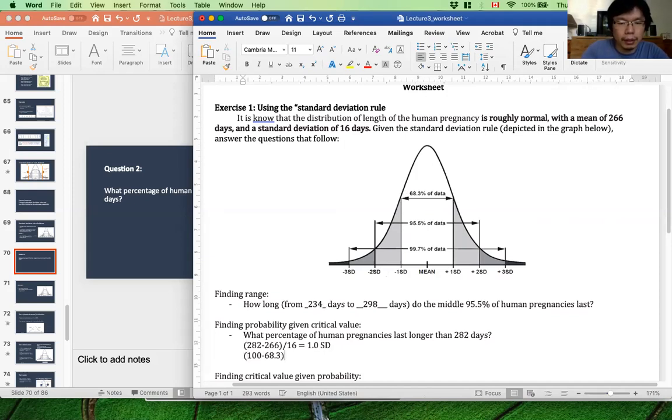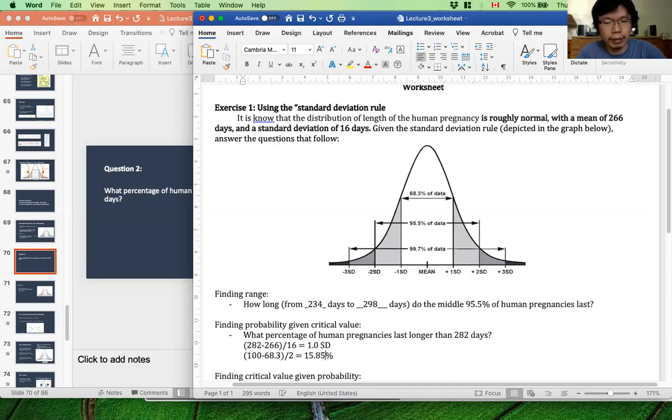68.3. And then we notice that this is symmetrical and each side takes about that much percentage. So in order to determine the percentage of pregnancies longer than 282 days, we have to divide the total area, which is lower than one standard deviation below the mean, one standard deviation above the mean, divided by 2. Right, so that gives us about 32 divided by 2. I think it's about 15.6%. I can't remember. I can't figure exactly out.